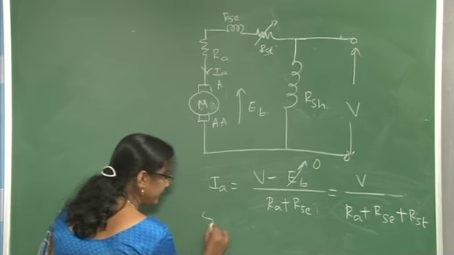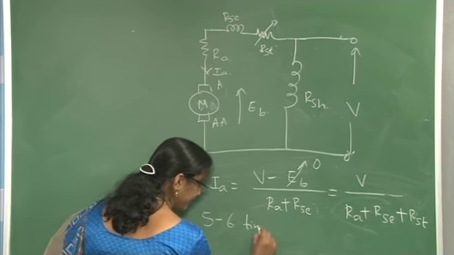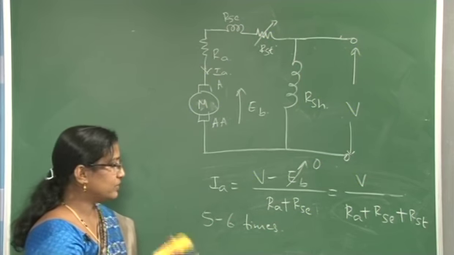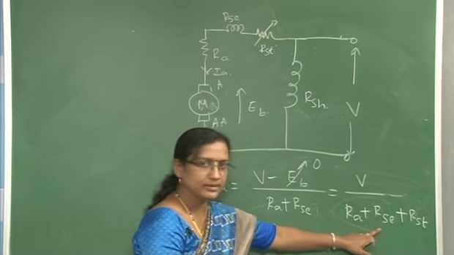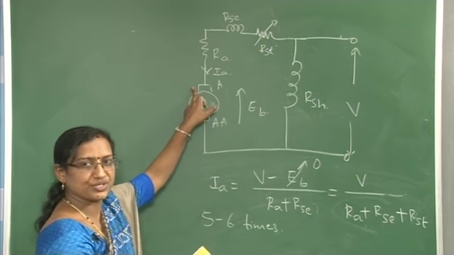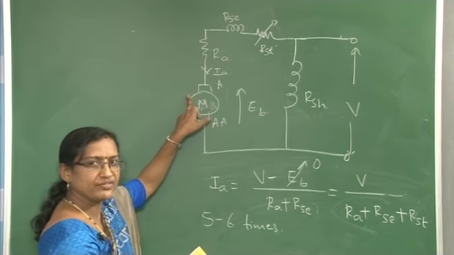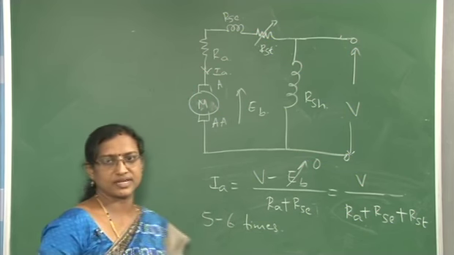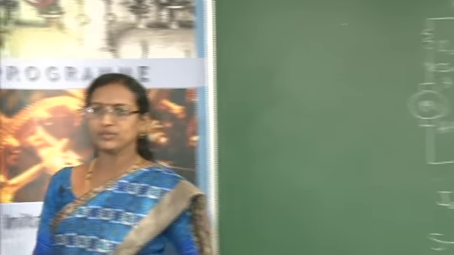We require only 5 to 6 times the full load current at starting. It should not increase beyond this. So, that is why you are going to use the starter in series with the armature to avoid the damage of armature windings. So, this is the need of starter in case of DC motor.